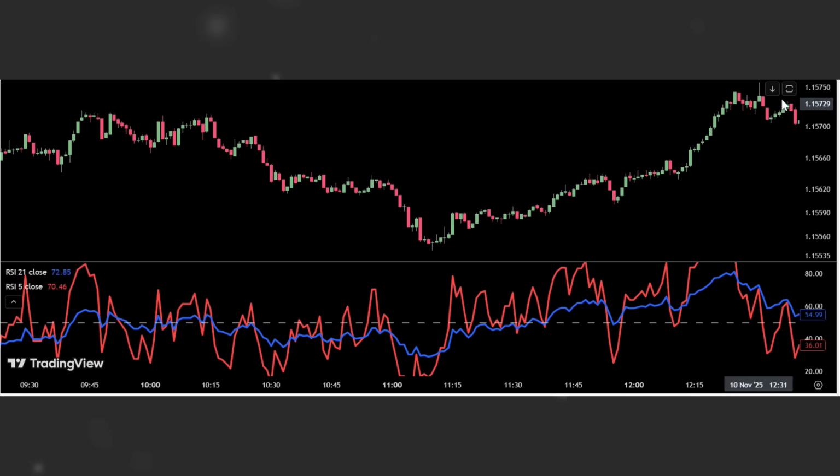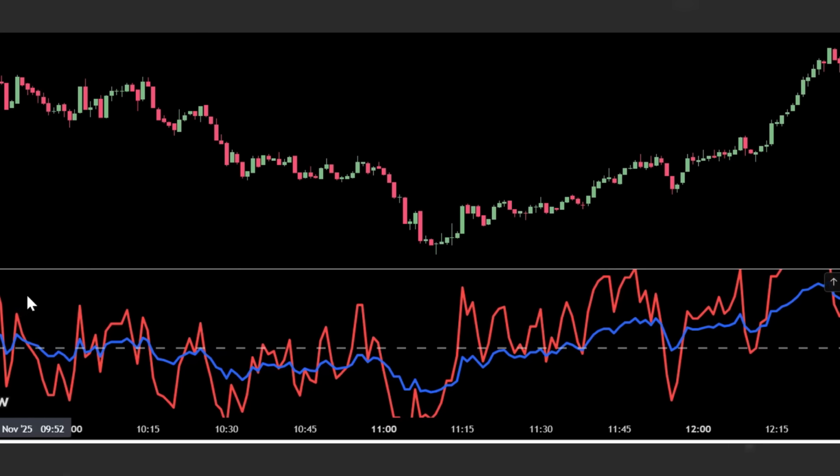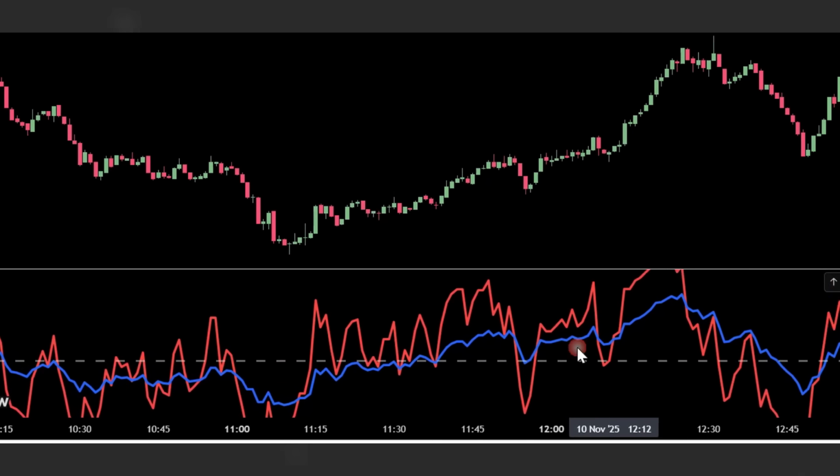Okay traders, let's learn how to find trade entries using this setup. We use the blue RSI to see the market trend. When the blue RSI is below the center line, the market is trending down. When it's above the center line, the market is trending up. Next, the red RSI helps us find trading opportunities in the direction of the trend.